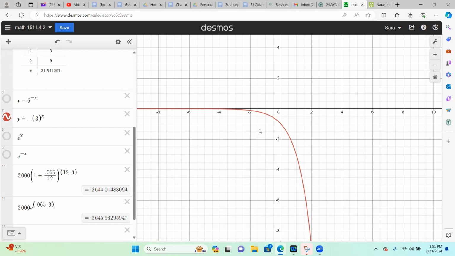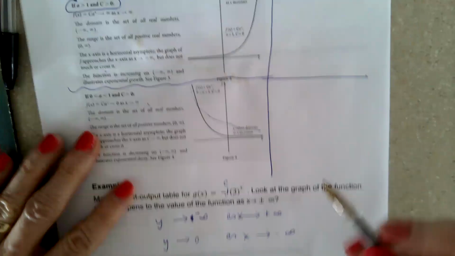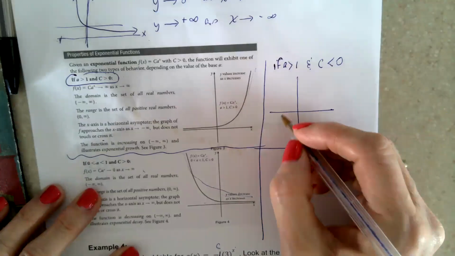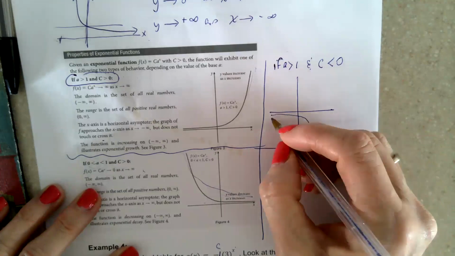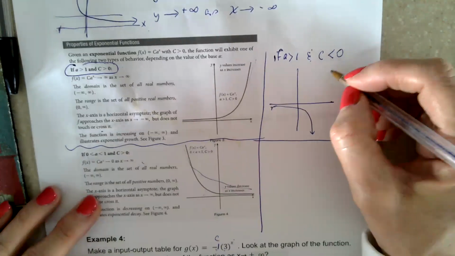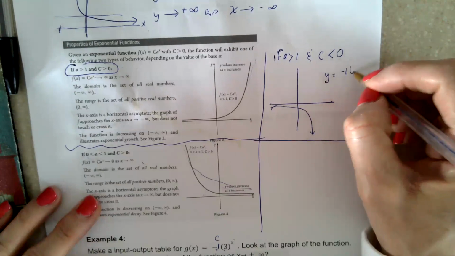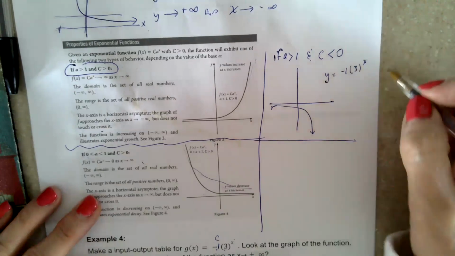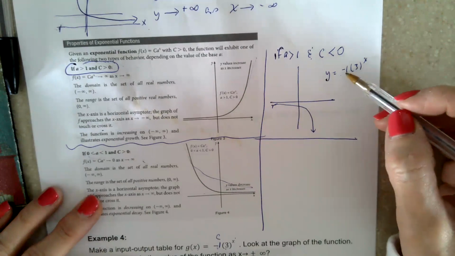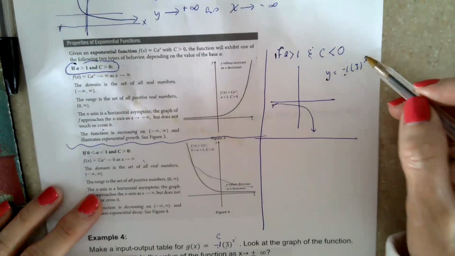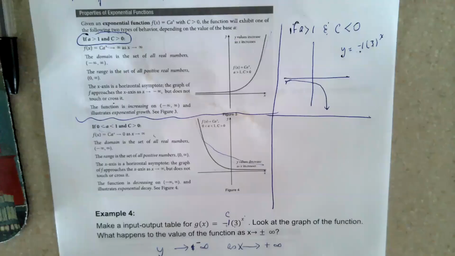I'm going to show you on my paper. And then y gets really, really close to 0 as x goes to negative infinity. Going back to my paper so you can see, I misspoke. Y goes to a negative infinity. So that's this one here. Right. So C is less than 0 and A is bigger than 1 on that one.